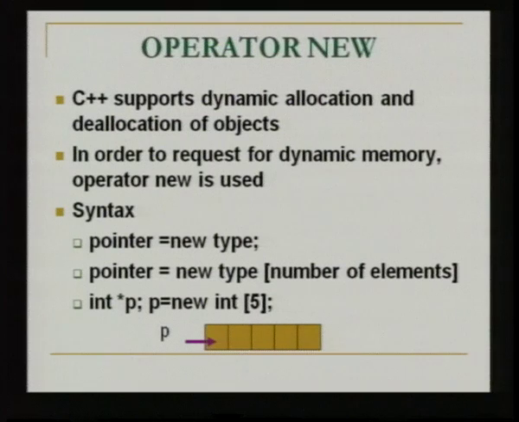So, how is this going to be put in memory? You have the p variable pointing to the first block of the 5 elements that have been allocated. This is how it will be identified: new int of 5. So, you have 5 blocks of memory over here, 1, 2, 3, 4, 5. P is the integer pointer variable and that points to the first block of that set of memory. This is how the new operator allocates memory in C++.